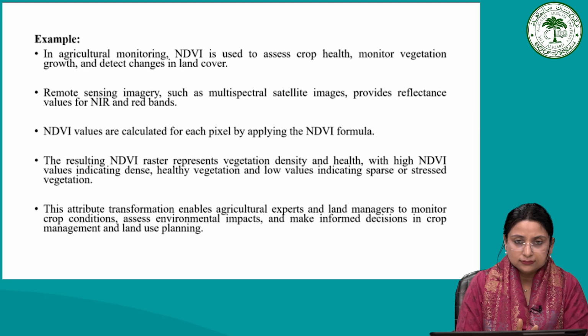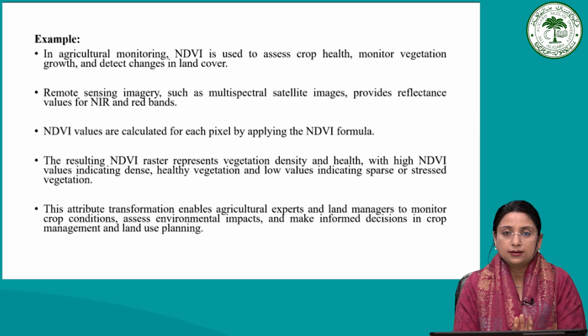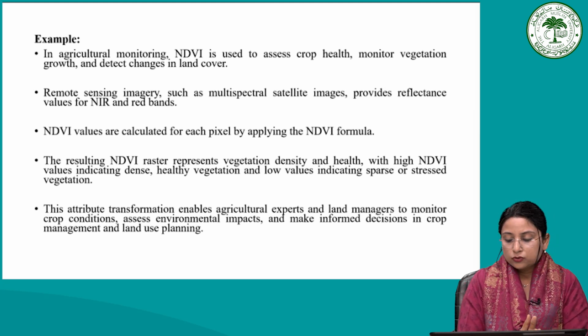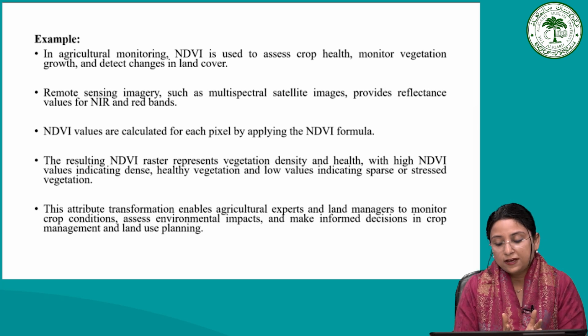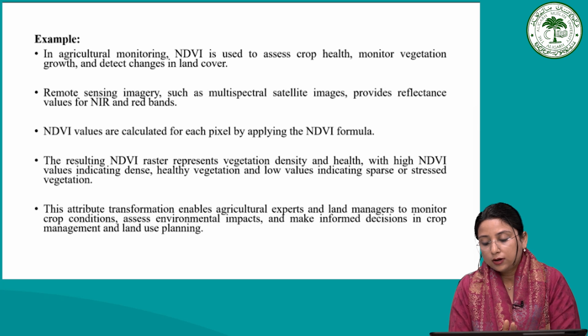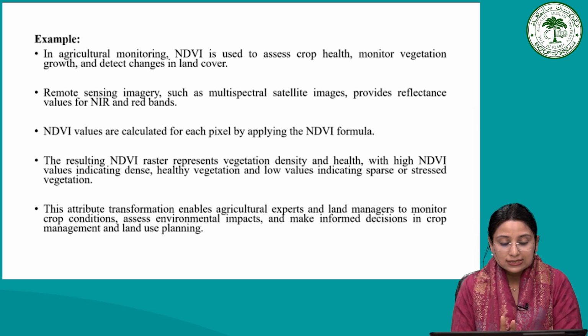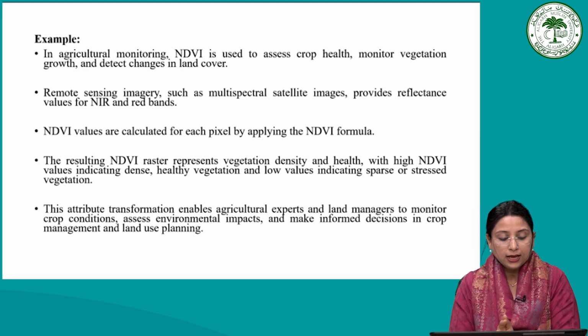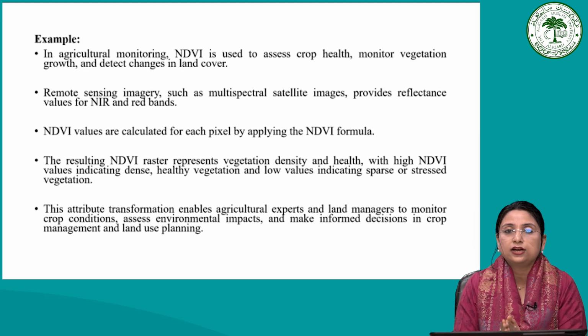So this attribute transformation enables agricultural experts, who are related to agricultural science, to use the NDVI transformed values to monitor crop conditions, assess environmental impacts, and make informed decisions in crop management and land use planning.